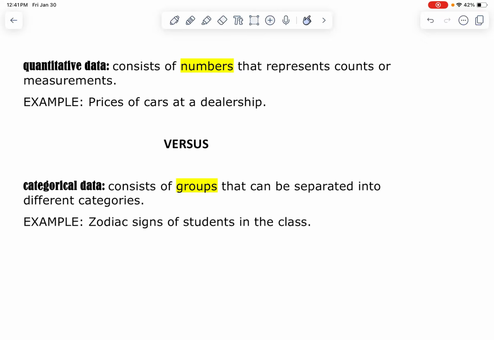Categorical data consists of groups that can be separated into different categories, like zodiac signs of students in the class. Maybe I'm a Leo, maybe we go around and ask everybody, and that is different categories that they're in, but it's not a number. Okay.